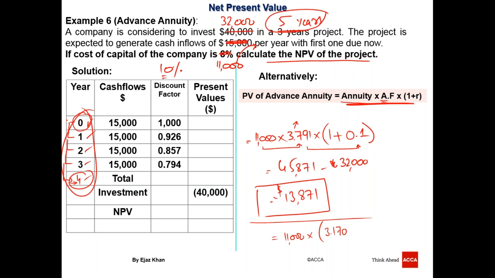And we are also going to receive something at point zero, so we have to add one. This is for 4 years, and this is for year zero. So in total, there will be 5 years. So 11,000 should be multiplied by 4.170. So it's 45,870 minus 32,000, which is 13,870, approximately the same answer.